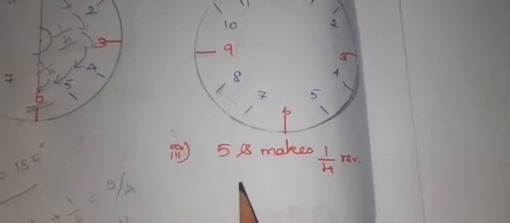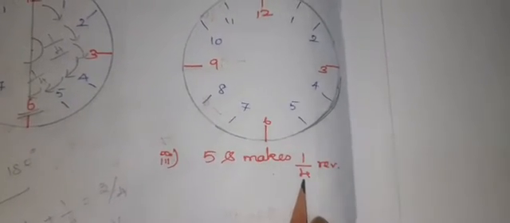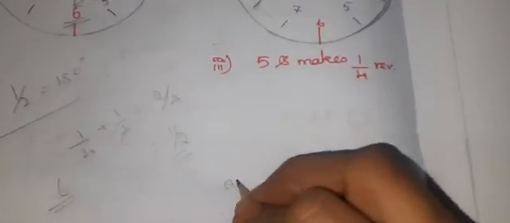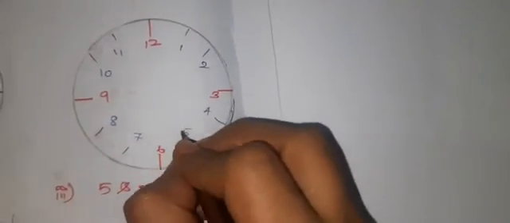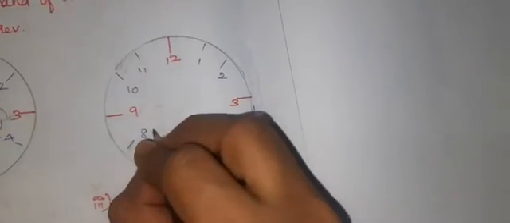Third problem, it starts from 5 and makes 1 by 4 of the revolution. So 1 by 4 means what, students? It is of 90 degree. So 1 by 4 means it is of 90 degree. So from where are you going to start? 5. 5 to 6, 6 to 7 and 7 to 8.